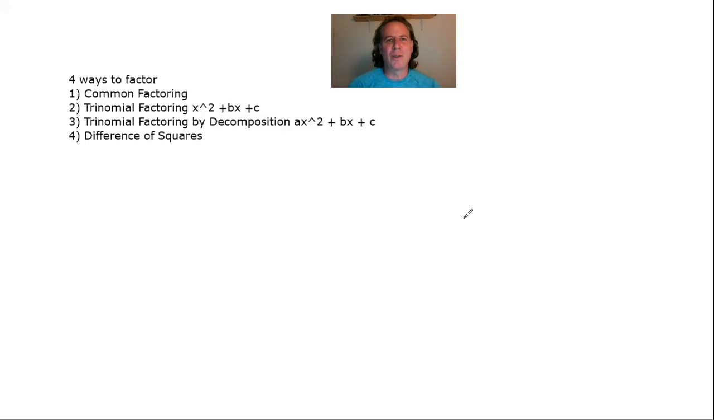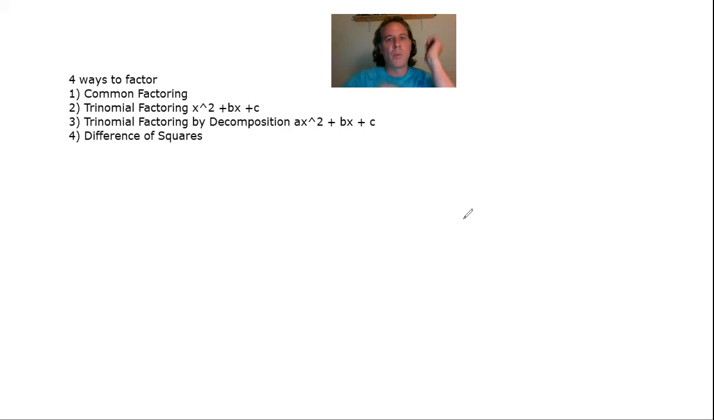Hi, this is a review of factoring algebraic expressions, and I'm just going to do a quick summary of the different ways we can do that and give one quick illustration of each. I'll include links down in the comments below, so if you like, you can review one particular style of factoring in a bit more detail and see some of the curveballs that can be thrown at you.